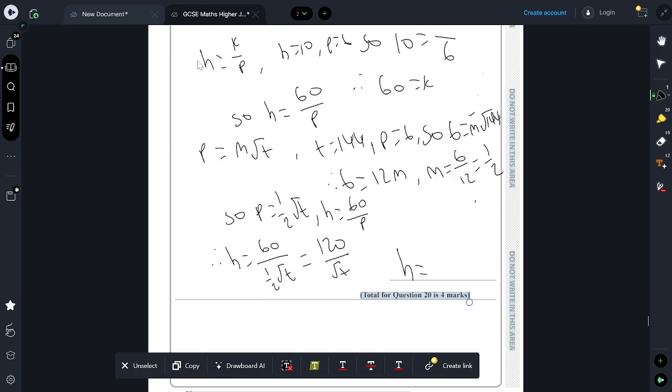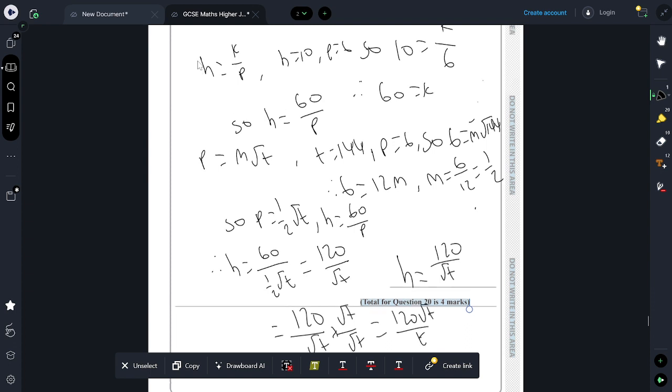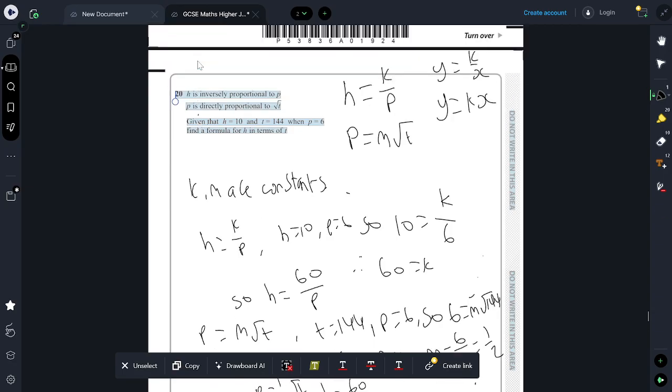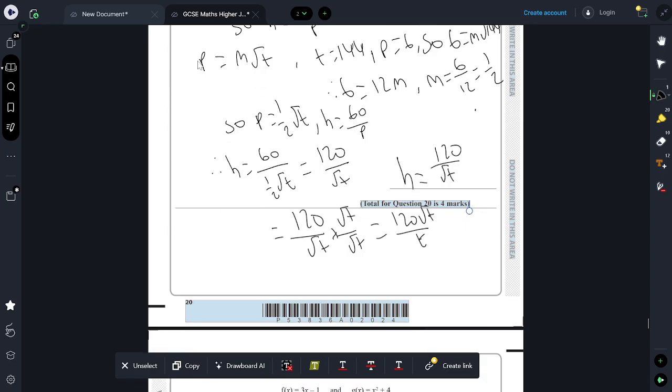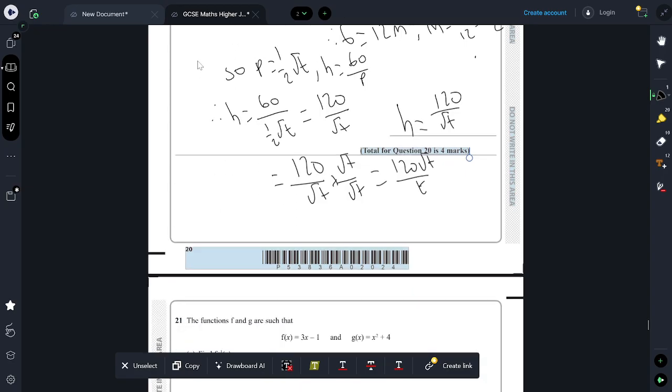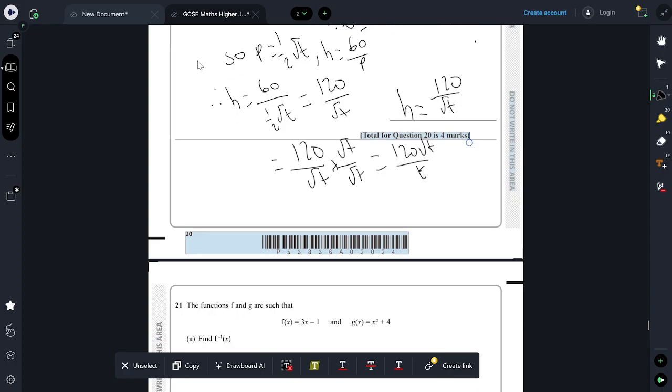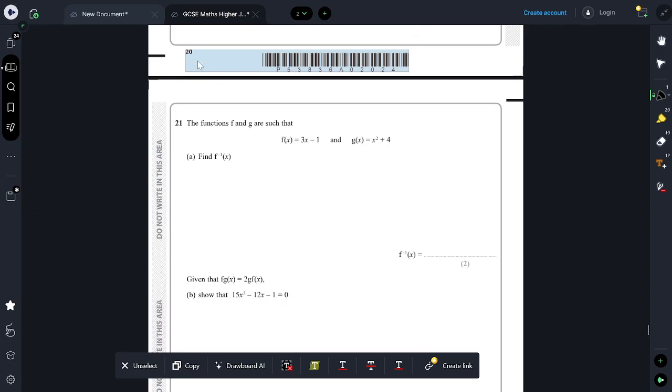And yeah, so h is equal to 120 over root t. You could rationalise it, but it doesn't really ask to do that, so you don't have to. You could say 120 over root t times root t over root t, which is 120 root t over t. But we don't need to. We just need to find a way to express h in terms of t. It doesn't ask for a specific form. So you can write it in this form here, or rationalise. It's completely up to you. And the mark scheme accepts that form as well, by the way.